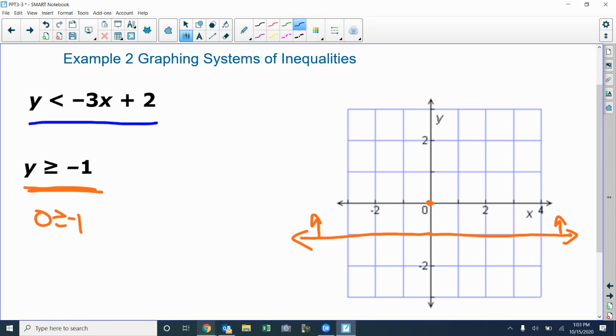Still got this one to go. Intercept 2, slope of 3. Down 3, 1, 2, 3. Over 1. It is dotted.